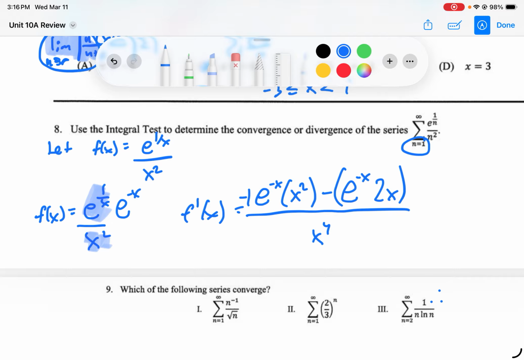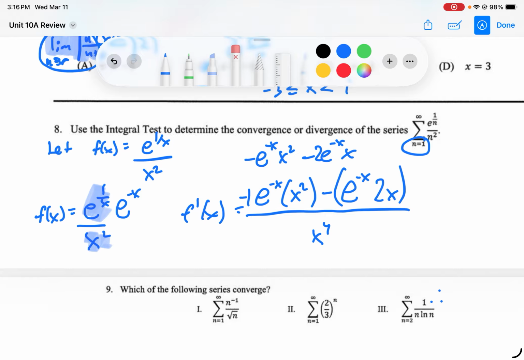Now I have to think, what's going on with the top? If I clean this up a little bit, maybe negative e to the negative x times x squared minus e to the negative x times 2x. This is not what I got when I did this earlier. Oh, I rewrote and did the product rule earlier. Okay, we'll see if this works. If not, I'll show you the product rule. Let me work through this.